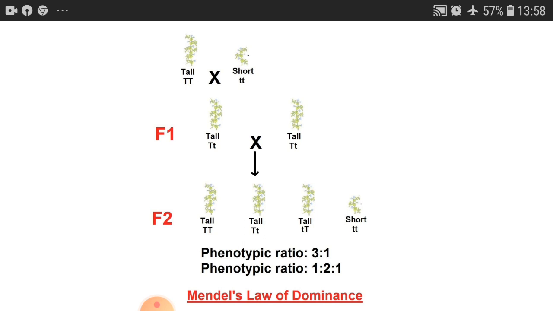The results were the same whether the female parent was tall or the male parent was tall. So reciprocal crosses gave the same result. Now these F1 plants were pollinated amongst themselves, that is what is known as selfing or inbreeding.